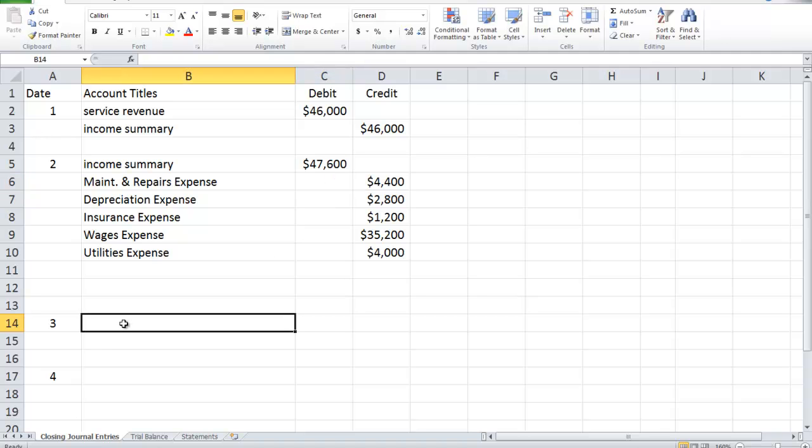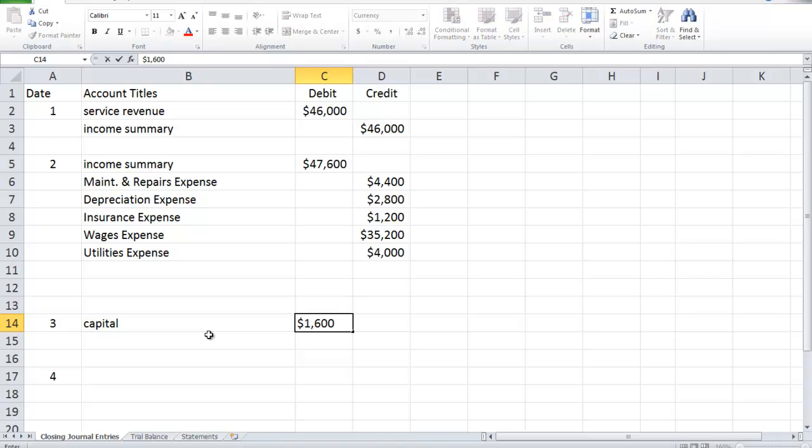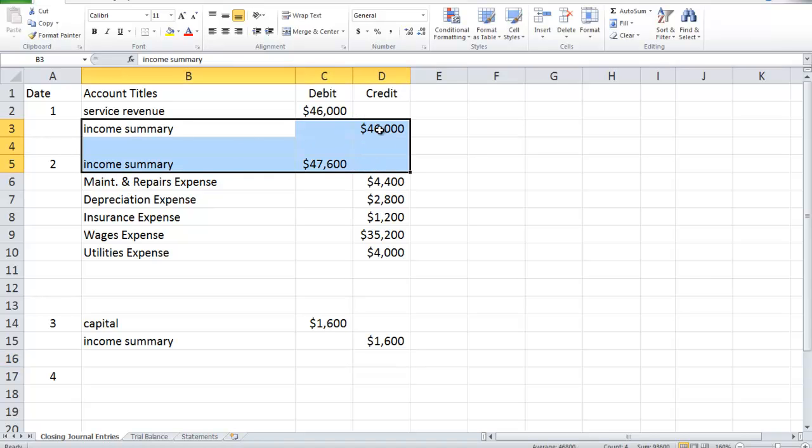Now, since we have a net loss, which we already know because we created the income statement, we want to debit capital for that loss. So that's the difference in this income summary account, $1,600. And we want to credit income summary for $1,600. Again, that's just the difference between the income summary debits and credits. So we have a credit balance of $46,000 and a debit balance of $47,600. We need to zero out this account, so in order to do that, we credit income summary for $1,600. So this account will zero itself out.